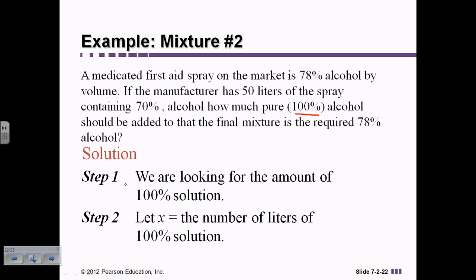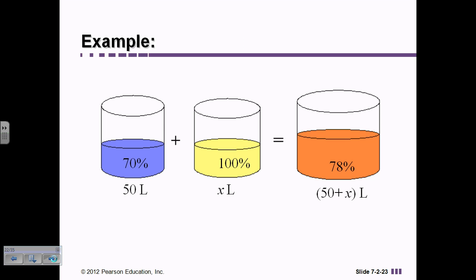So we're looking at how much 100% alcohol I need. So X is the number of liters of 100% alcohol. So here's our formula. I've got 50 liters of the 70%. I don't know how much 100% I need. That's what I'm trying to figure out. So it means I have 50 plus X liters in my new mixture, and my new mixture is supposed to be 78%.